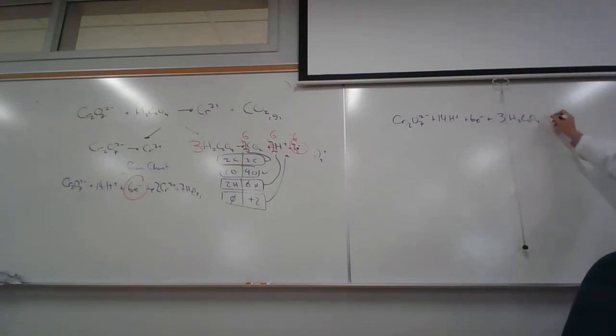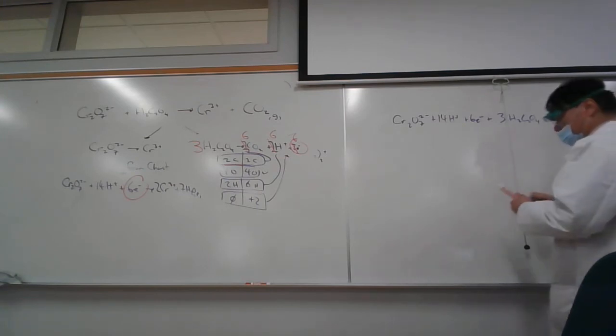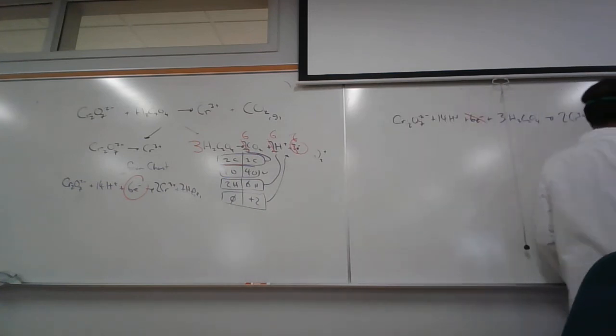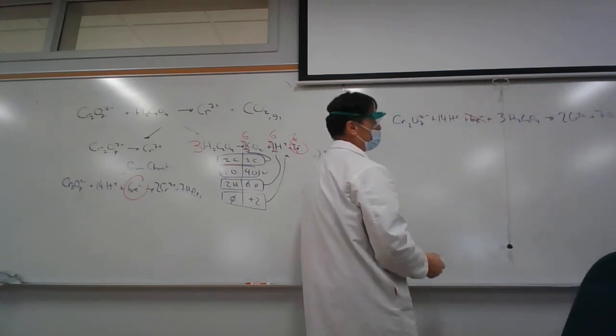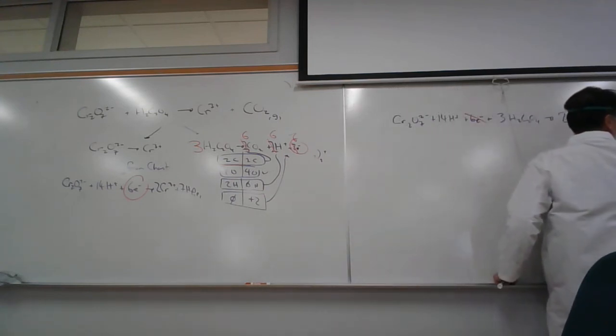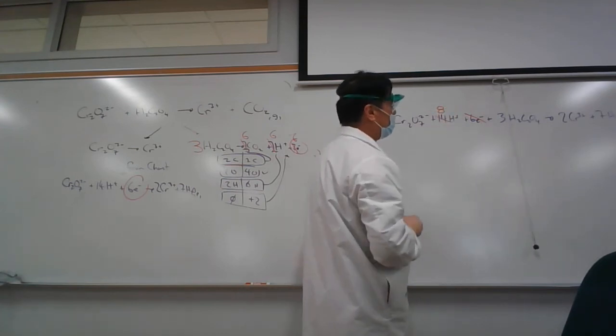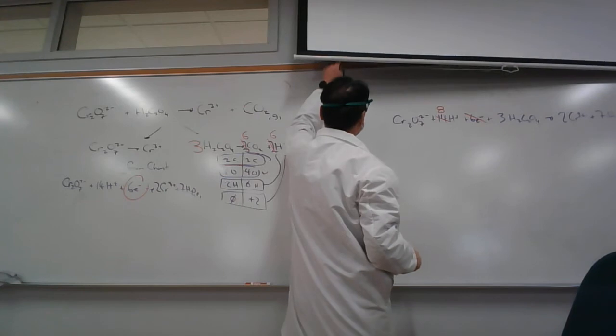Okay, then I combine everything on the product side, which is 2 chromiums plus 7 H2O plus 6 CO2 plus 6 H plus 6 electrons. Okay, now I'm going to simplify. I have 6 electrons on the left and 6 electrons on the right. The electrons have to cancel. What else cancels? Well, the H pluses. I have 6 H pluses here and 14 here, so I'll put 8 H pluses there. Okay, and then that looks to be it.